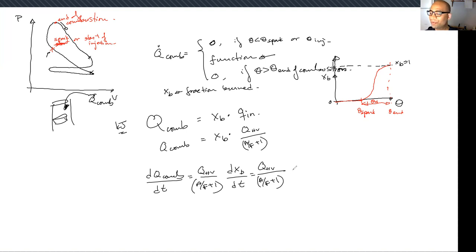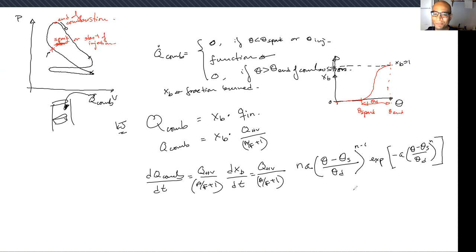Now that's going to depend on the actual engine you're running. This correlation, for example, for an Otto cycle would be, let me just get it right. This is going to be N times A, theta minus theta start, or theta spark, over theta D, raised to the N minus one, times the exponential. So e to the power of minus A, theta minus theta start over theta D, to the N, like this. So really this is telling me that dXB dt is equal to that stuff out there.